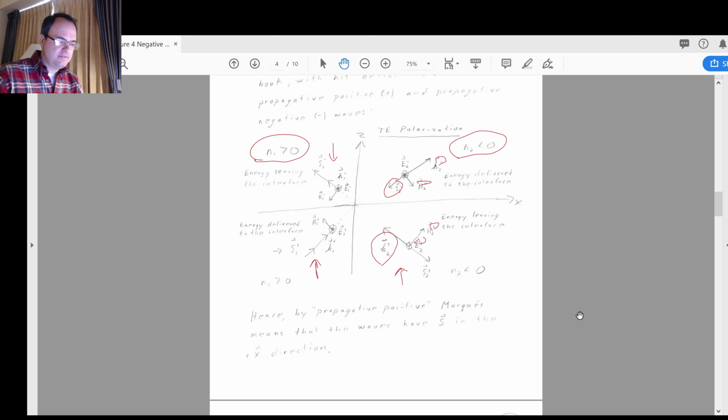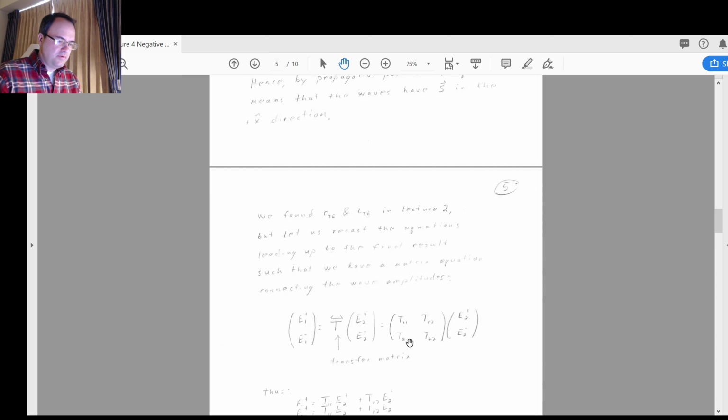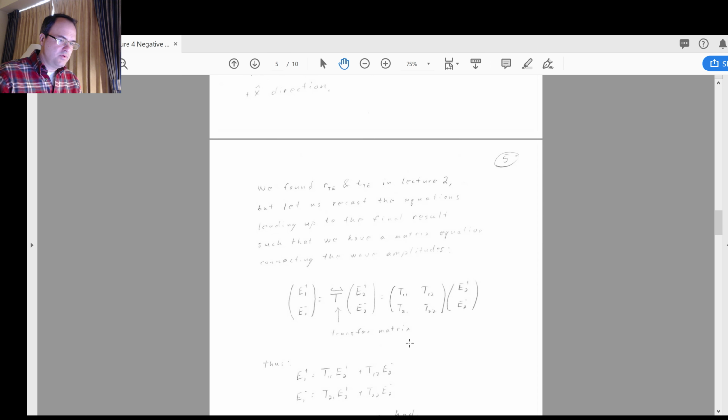So by propagating positive, Marquez means that the waves have S in the general direction of the plus x direction, the x hat direction. Of course, this has a bit of a component going down as well, but we're saying that the energy is generally going in this direction as opposed to the minus x direction. Okay, so we can go back now and use what we found in lecture 2, where we found the reflection and transmission coefficients.